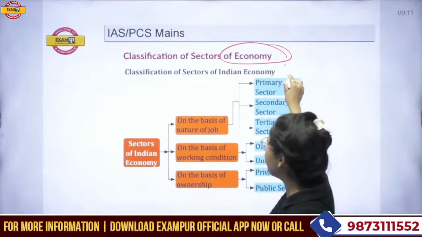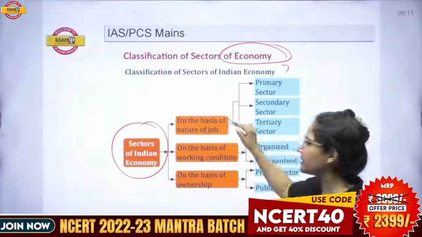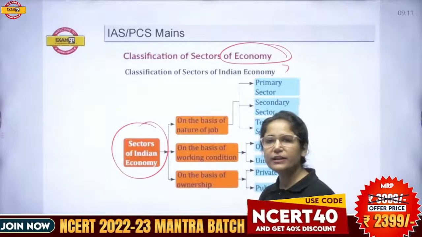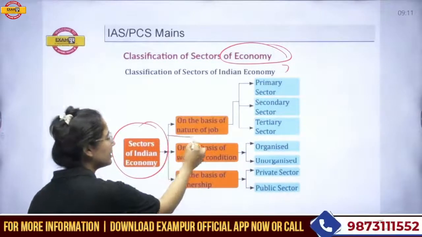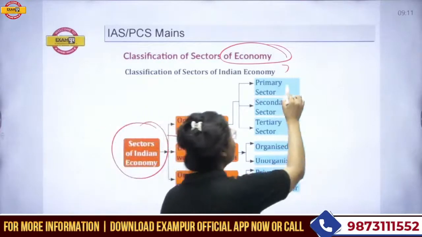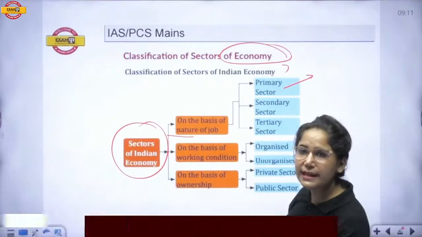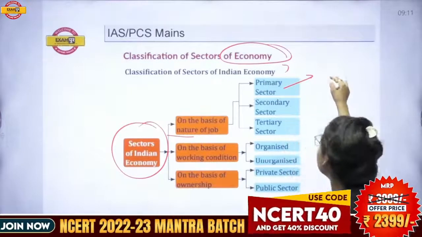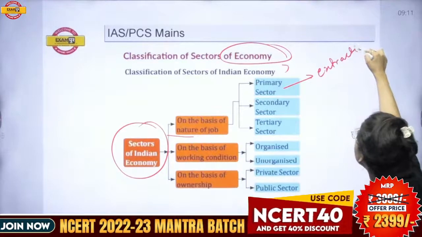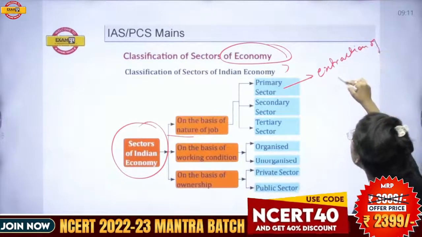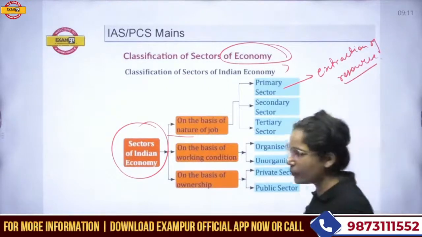Sectors have to be divided on three bases. Sectors of the Indian economy are divided on the basis of the nature of the job. What kind of job is there? Nature of the job, if we are making the correlation, like primary sector, if we are taking the things into consideration relevant to the primary sector, it is just the extraction of resources in the very first stage. Okay, in the very first stage.